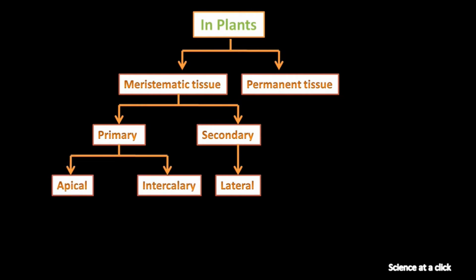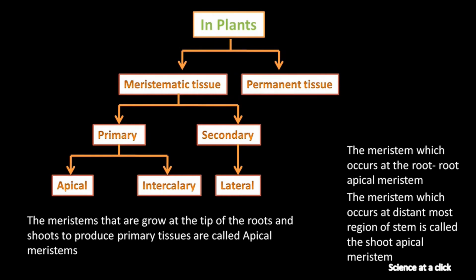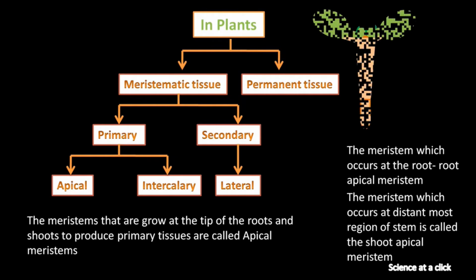Based on the primary, there are two types of primary meristems. One is the apical and other is the intercalary. The apical meristems are the ones which occur at the root tip or shoots and they are known to produce primary tissues. So based on their locations also, the meristems which are found at the root are known as the root apical meristems and the meristems which are found at the distant region of the stem are called as the shoot apical meristems. So let us consider this as to be the growing plant.